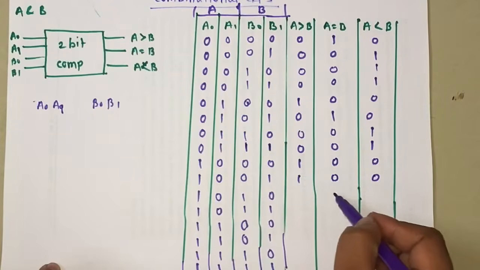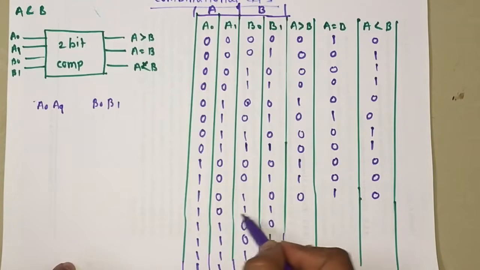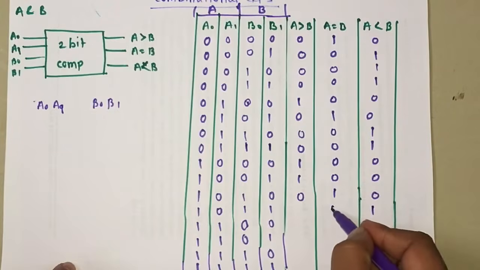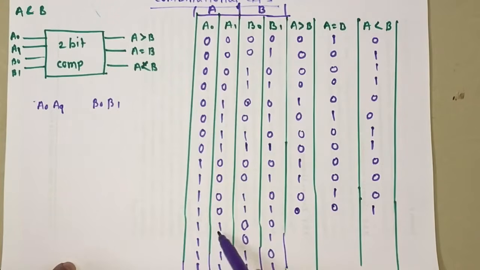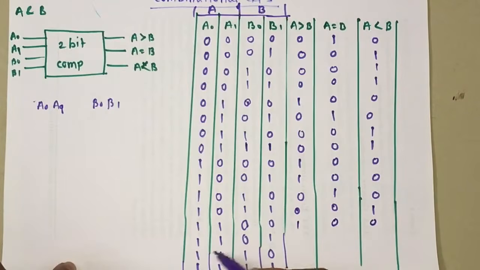1, 0, 1, 0. Both are equal. Then 1, 0, 1, 1. 1, 0 means it is 2, 1, 1 means 3. B is greater. Next 1, 1, 0, 0. 1, 1 means 3 and it is 0, meaning A is greater. 1, 1, 0, 1. 1, 1 means 3 and 0, 1 means 1. So 3 is greater, meaning A is greater. 1, 1, 1, 0. 3 and 2. So A is again greater. And for the last case 1, 1, 1, 1, both are equal.